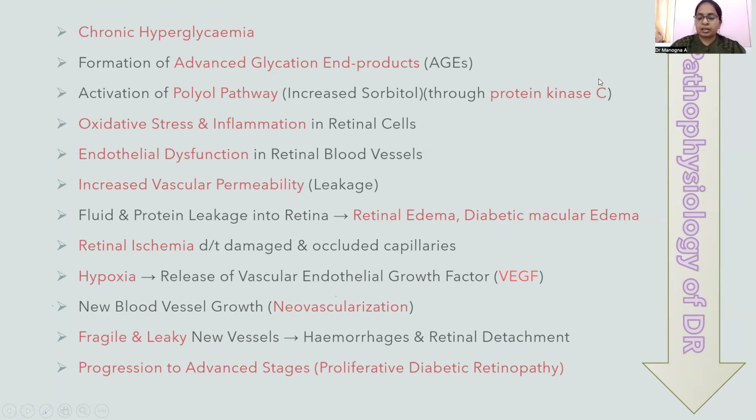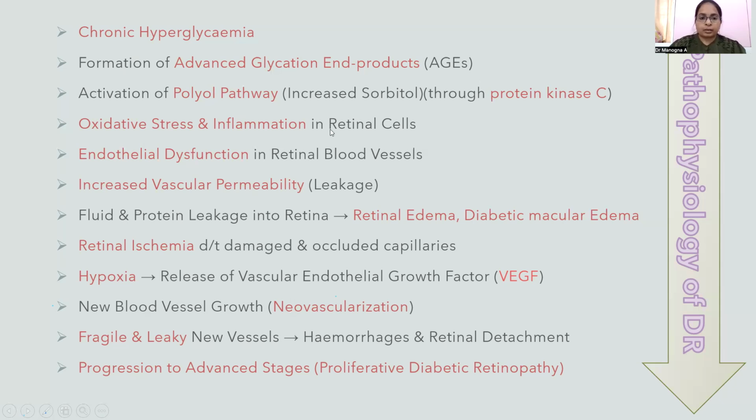This was asked once in the AIIMS exam. So, what is the chemical causing the activation of the polyol pathway? It is protein kinase C. Okay, that leads to oxidative stress and inflammation of the cells and endothelial dysfunction, leading to increased vascular permeability or leakage. And after the leakage, what occurs is retinal edema. We also call it macular edema.